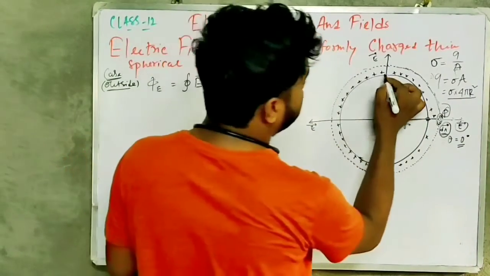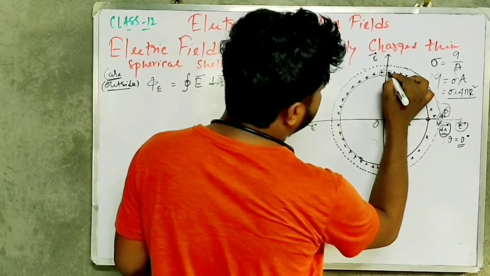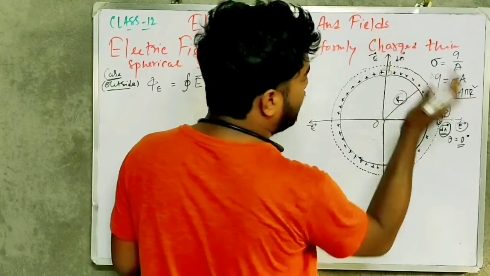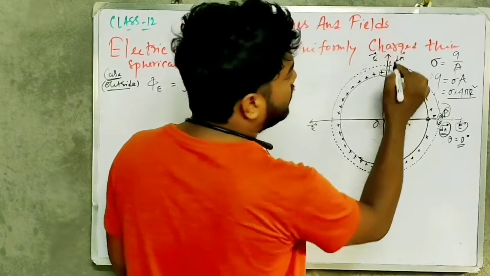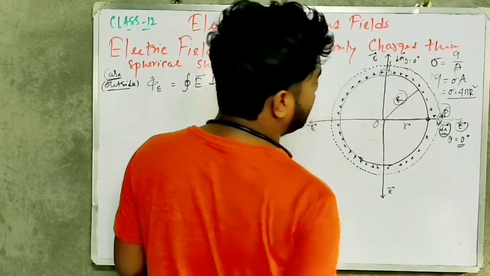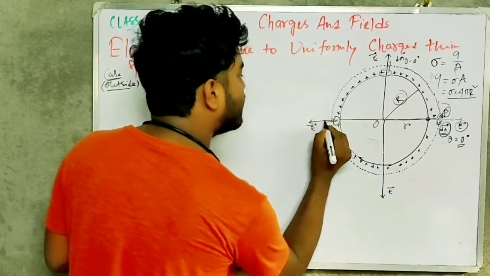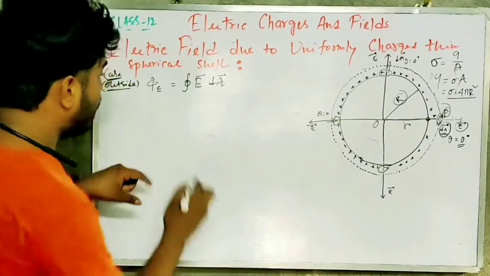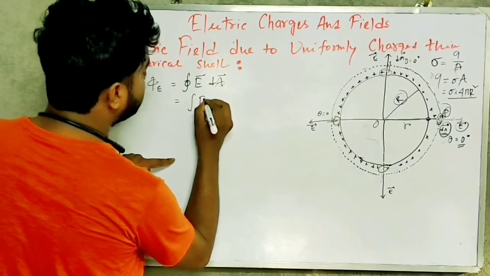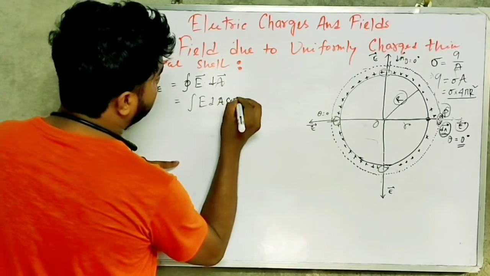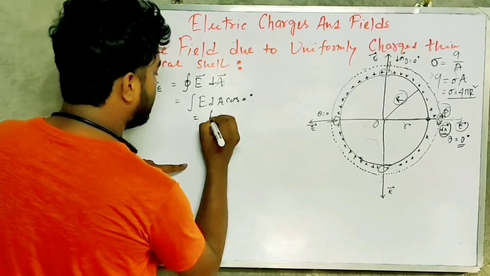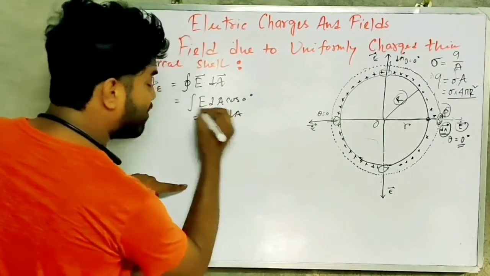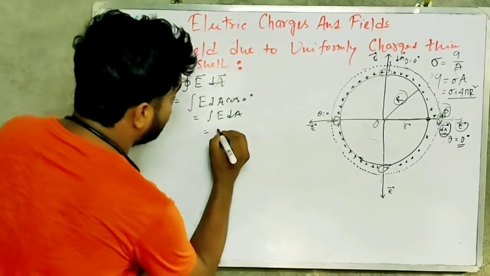If we consider a small area element here, then the direction of dA will be that side, and E is directed always radially outward, so E is always that side. Here also theta is equal to 0 degree. Here also if we consider dA, theta is equal to 0 degree, same at that point also. So just calculate it. This one will be E dA cos 0 degree, that is E dA cos 0.